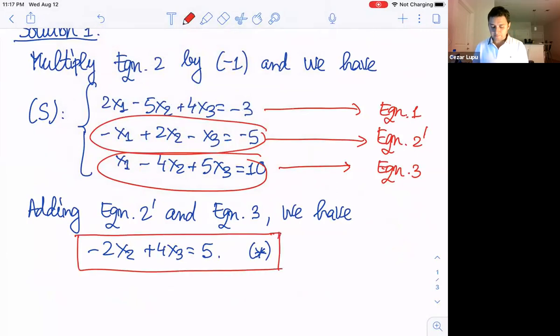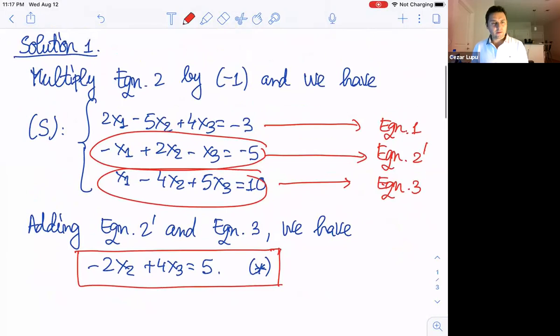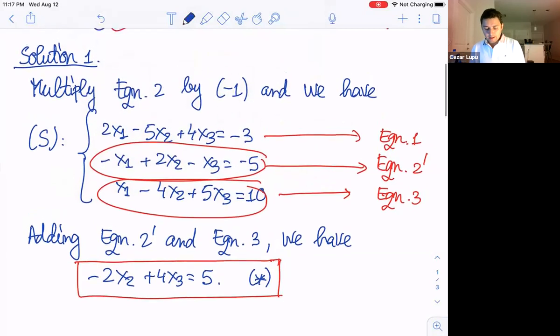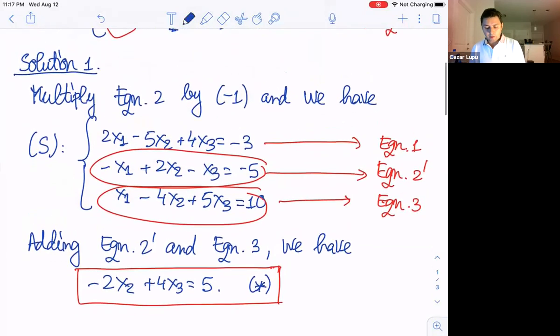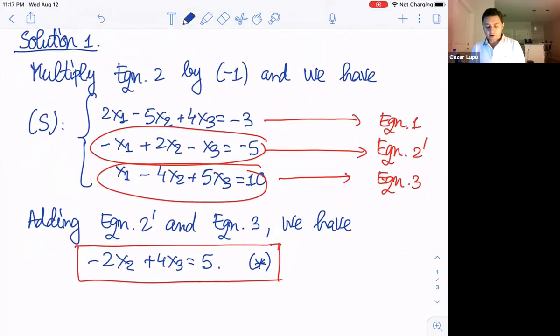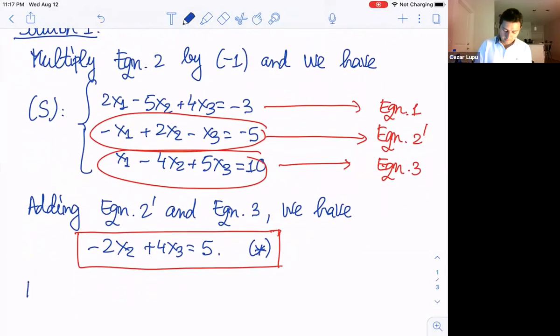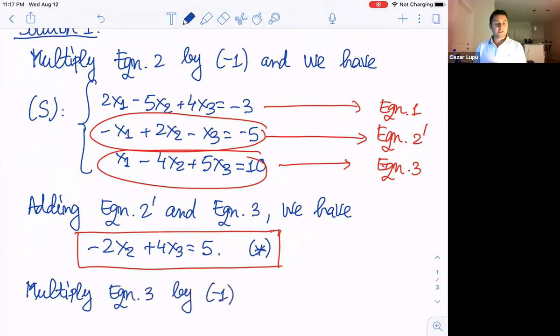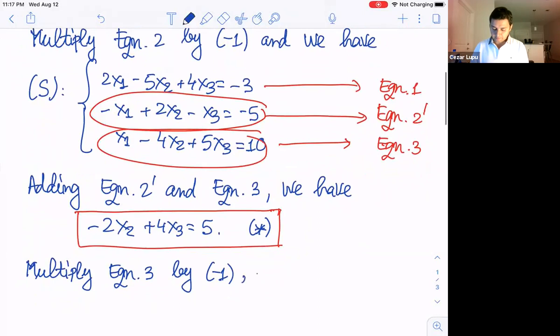This is what we get. As you can see, I have a relationship between this. And now let's do something else as well. Let me look again. And now what I'm going to do is the following. I'm going to multiply equation 3 by -1 again. And you will see why I'm going to do this.